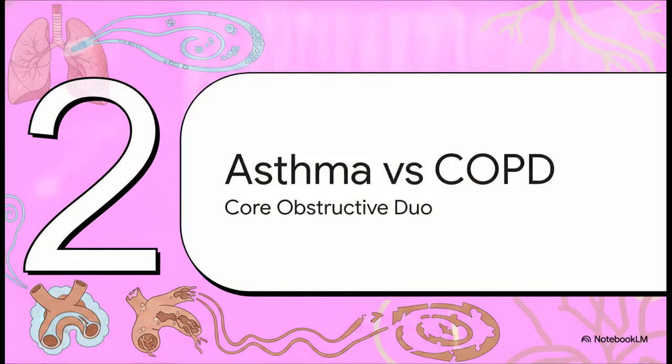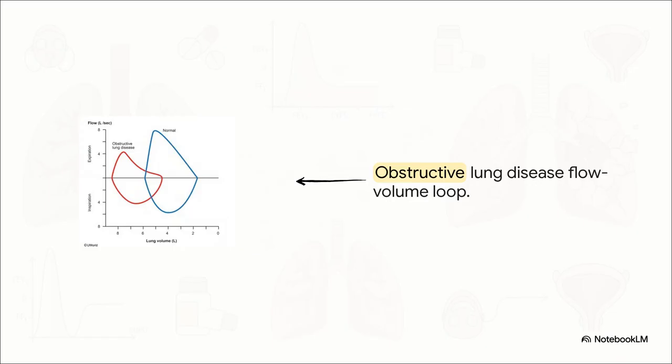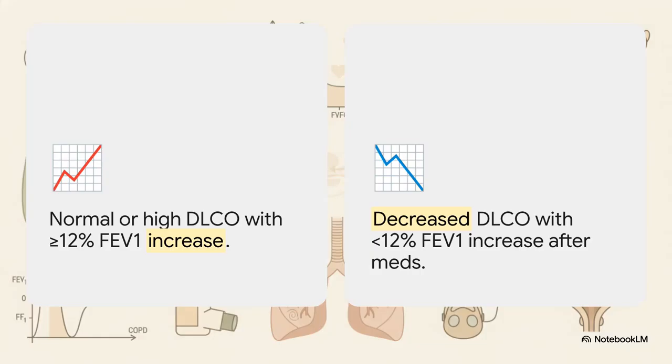Moving on to Section 2, asthma versus COPD. Both of these core obstructive diseases feature an FEV1 to FVC ratio below 70%, and that produces this really classic scooped-out expiratory phase in the flow volume loop. But honestly, we need a bit more data to actually tell them apart definitively. And this right here is your golden key, the DLCO. Asthma retains a normal or even high diffusion capacity because the alveolar capillary beds are perfectly intact. But in COPD, emphysema literally destroys those capillary beds, dropping the DLCO.